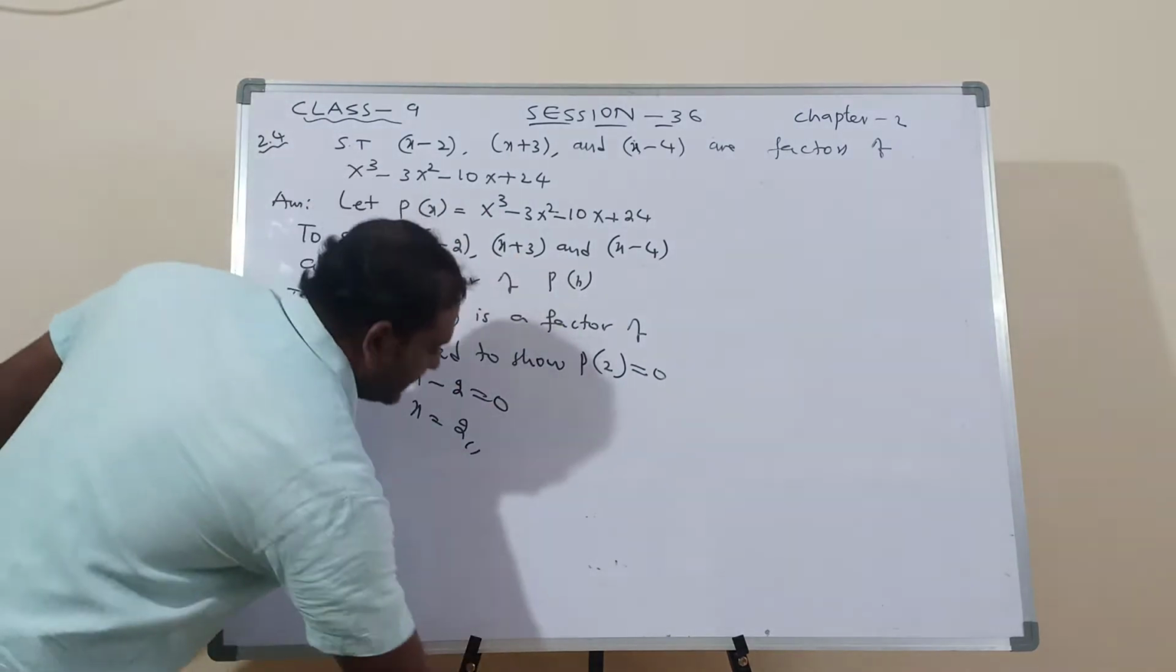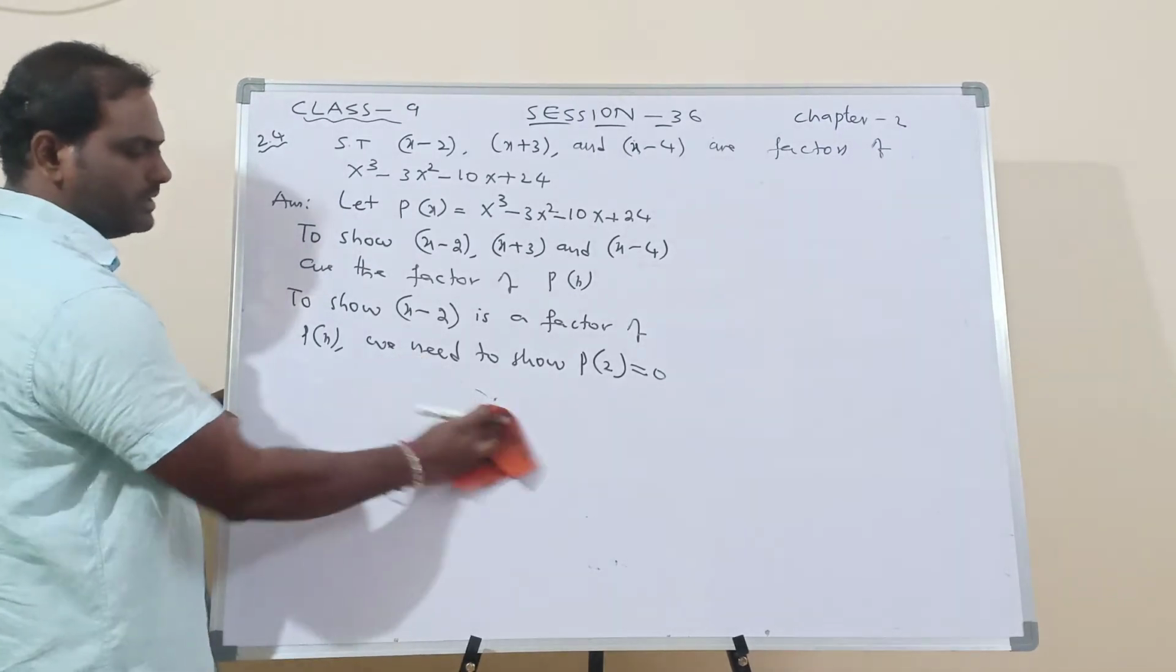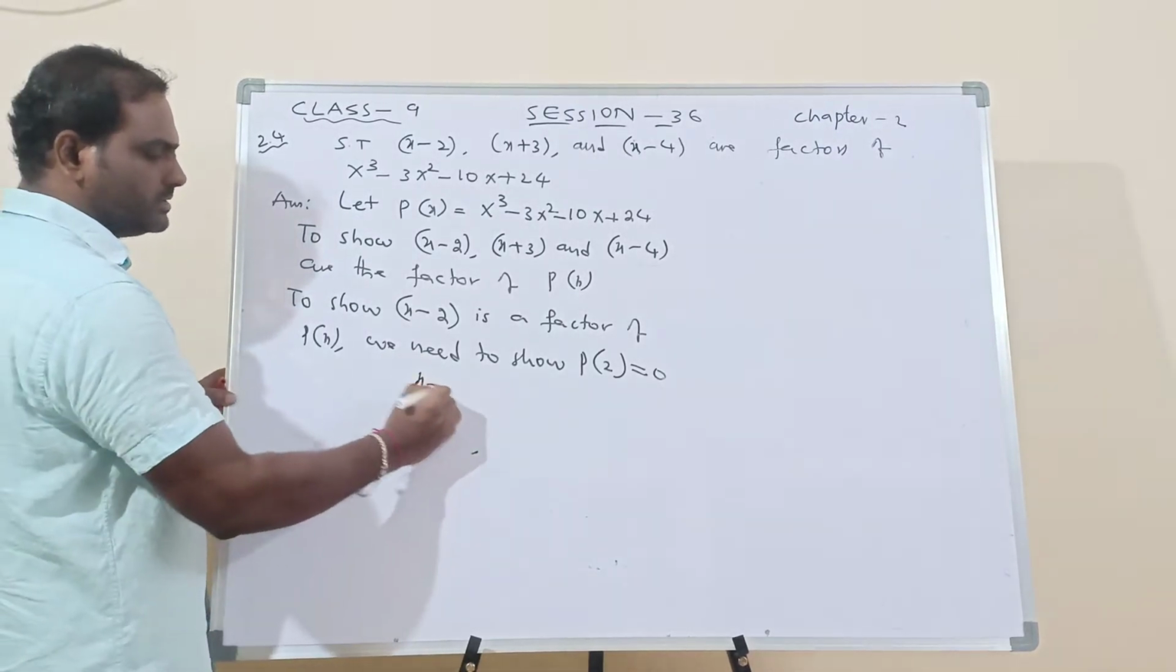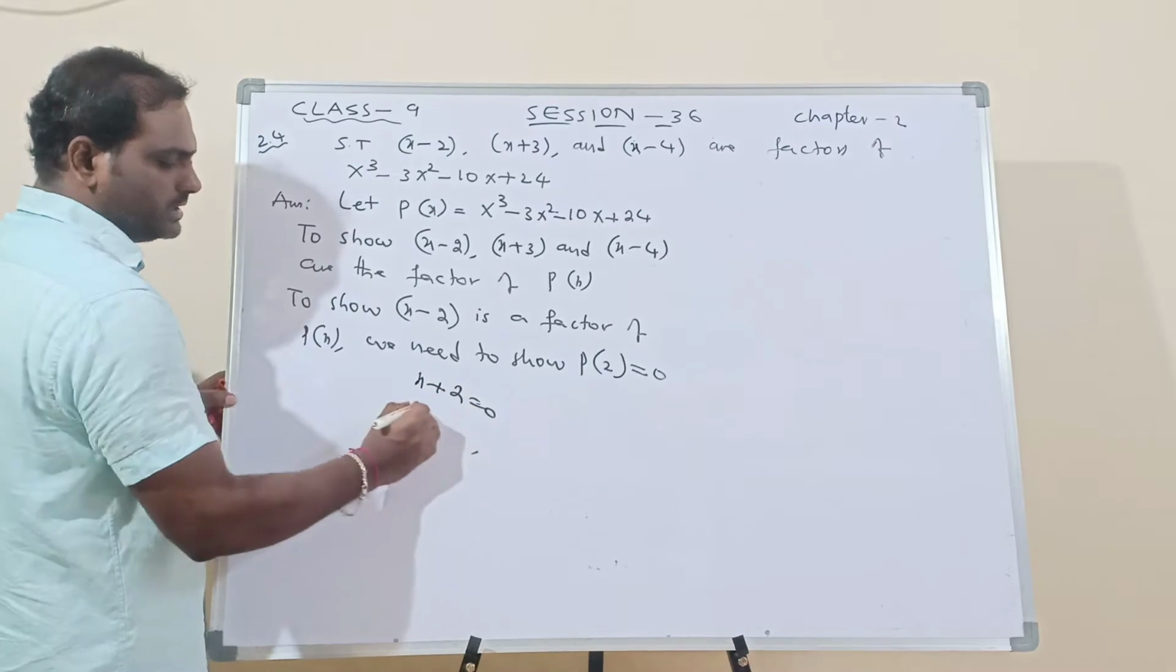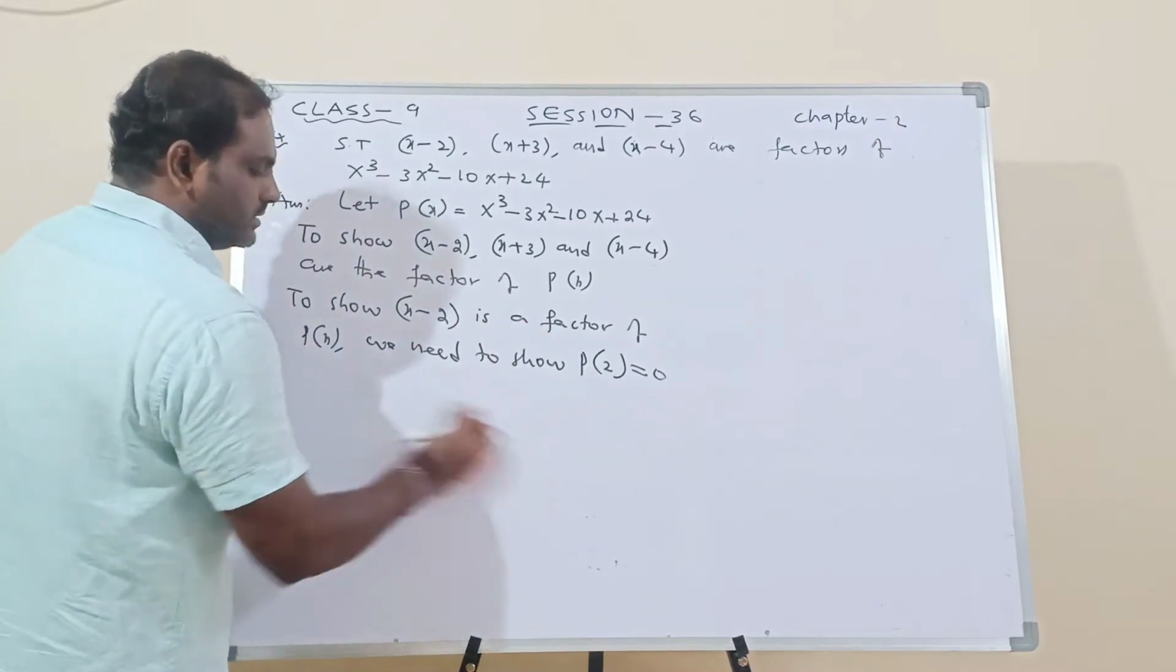If it is x plus 2, then what do I have to take? X plus 2 is equals to 0, so x is equals to minus 2. We have to substitute that. Okay, so that's all. Next.